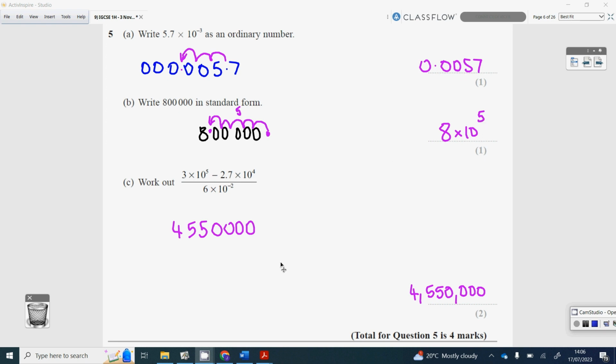Now for part C, start off just by working this out using your calculator. So use the fractions button and take advantage of the times 10 to the button at the bottom. So just popping this into your calculator, you will get this as your final answer. You could put it into standard form. You didn't lose any marks, but there was no need to do so.